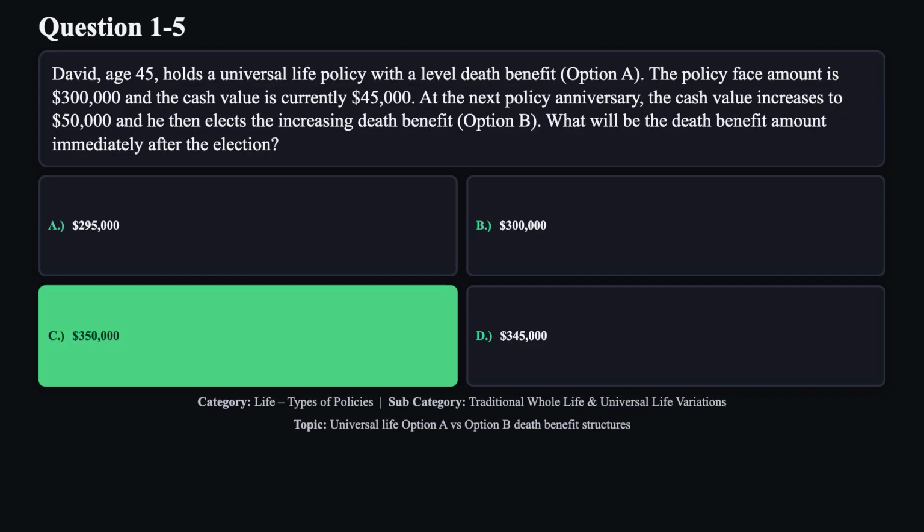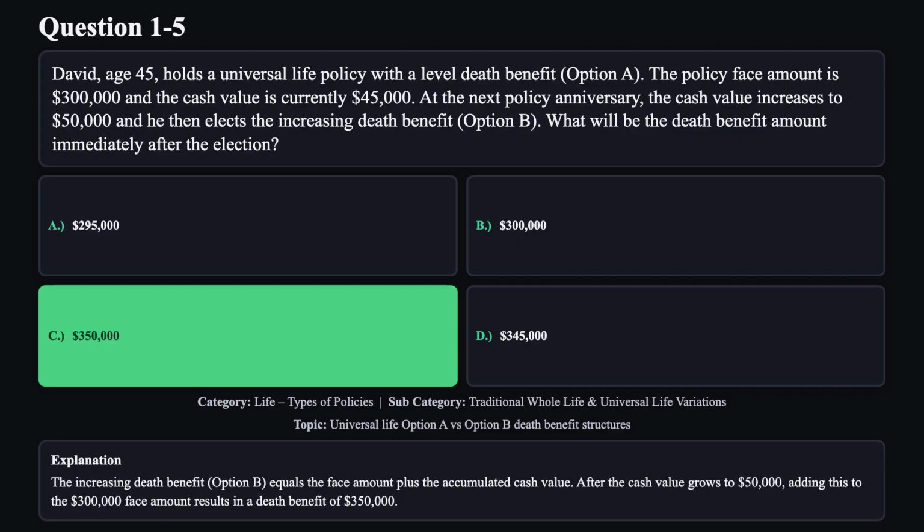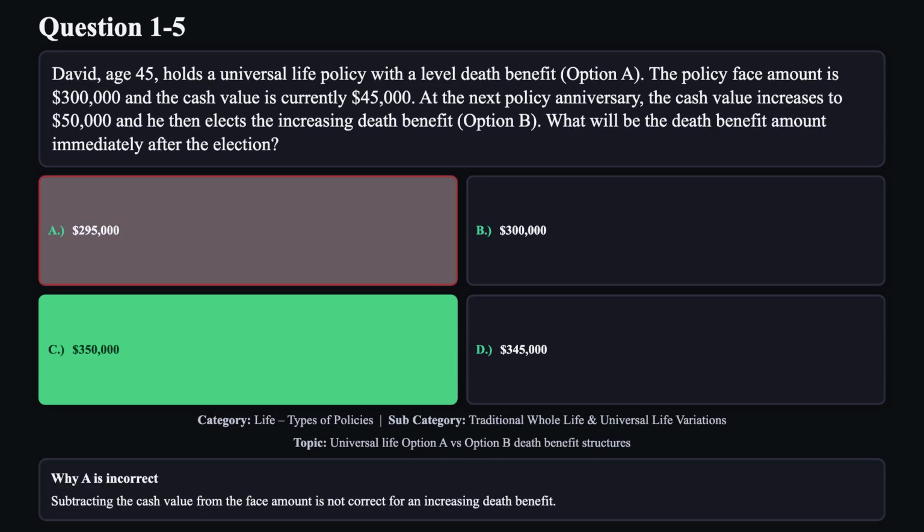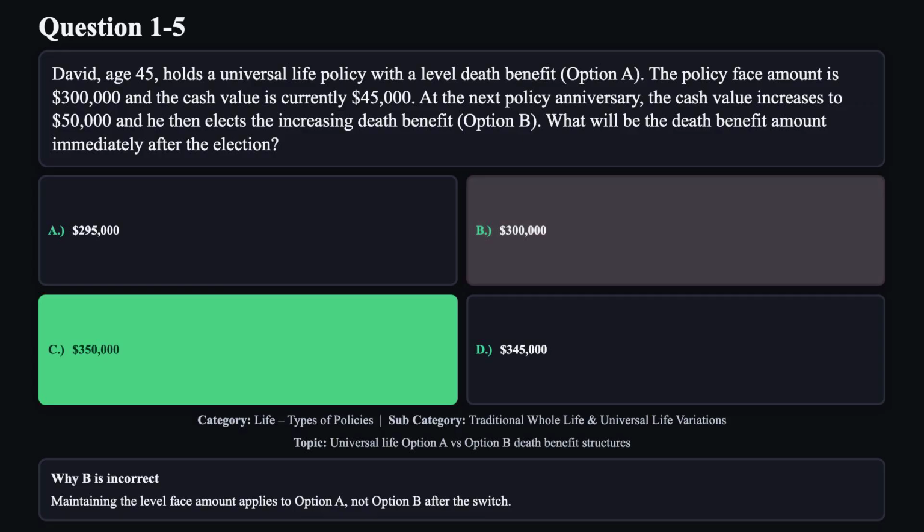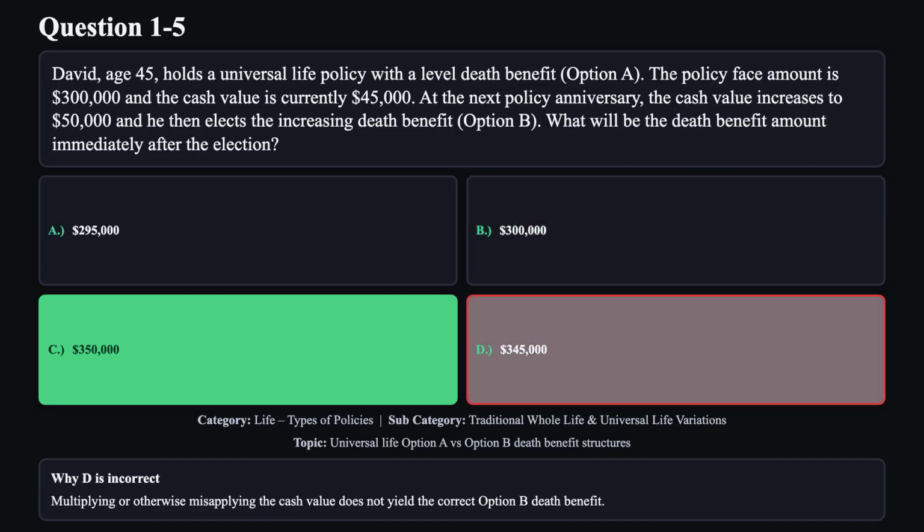The correct answer is C. The increasing death benefit, Option B, equals the face amount plus the accumulated cash value. After the cash value grows to $50,000, adding this to the $300,000 face amount results in a death benefit of $350,000. Reason A is not correct. Subtracting the cash value from the face amount is not correct for an increasing death benefit. Reason B is not correct. Maintaining the level face amount applies to Option A, not Option B after the switch. Reason D is not correct. Multiplying or otherwise misapplying the cash value does not yield the correct Option B death benefit.